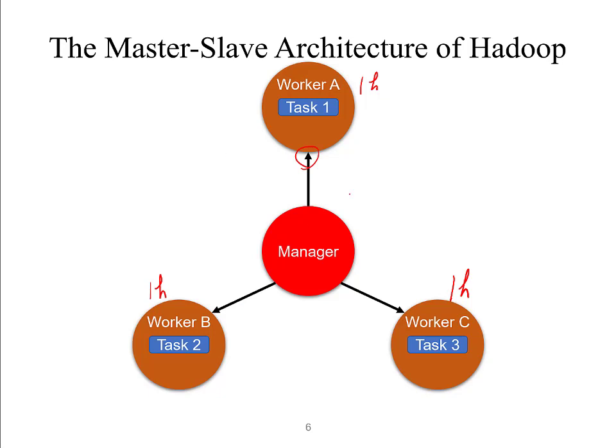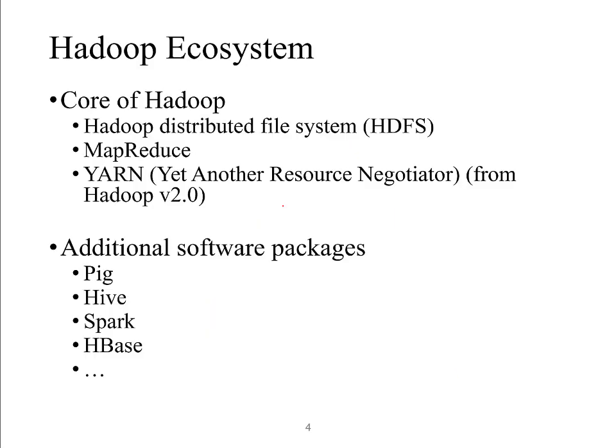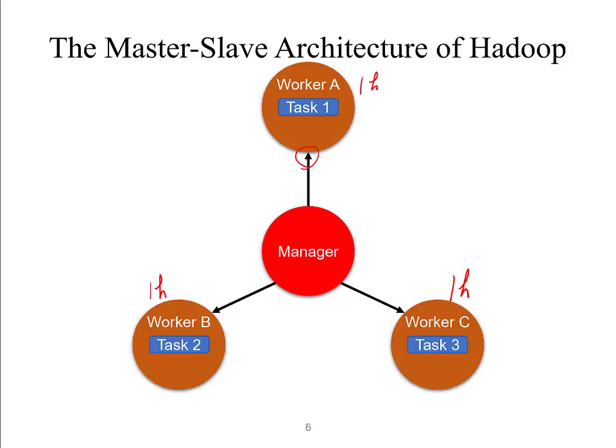Look at the arrows here. Previously the tasks were assigned to you, and now you assign the tasks to the workers. If workers A, B, and C work simultaneously, all you need is 1 hour, and you've got all the tasks done. That is the beauty of distributing.